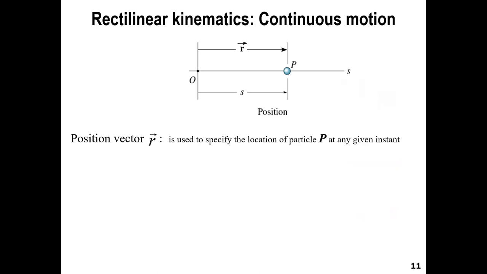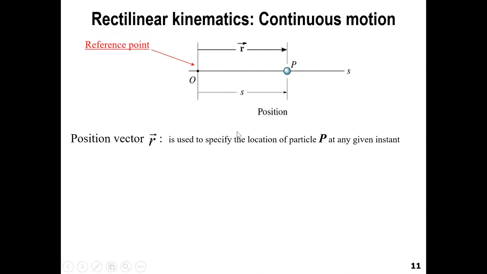Now, you can define this vector. This is the magnitude, this length, and this is the direction. Because in rectilinear motion the particle is always on the same line, the direction really doesn't matter. You can use simply a number S, positive or negative, like -2 or +5, to show the position. So this is how you define the position of a particle in rectilinear motion.